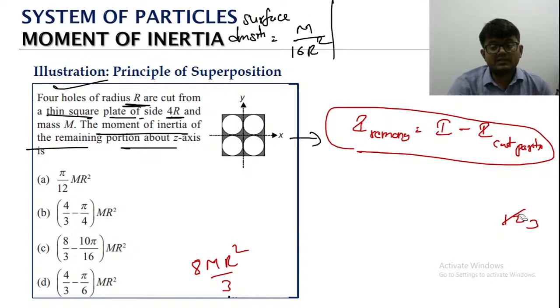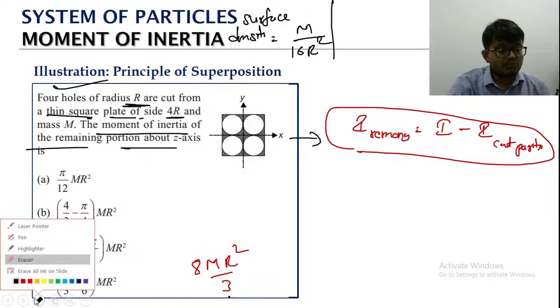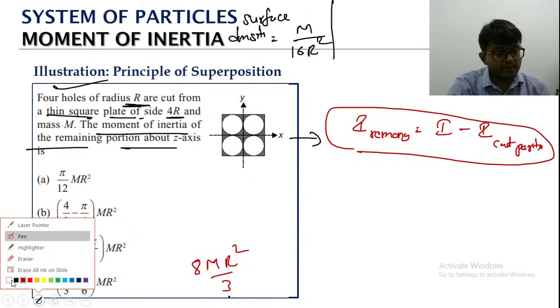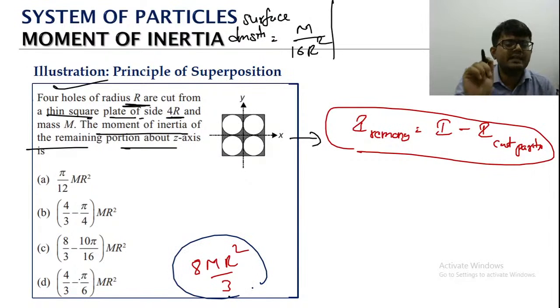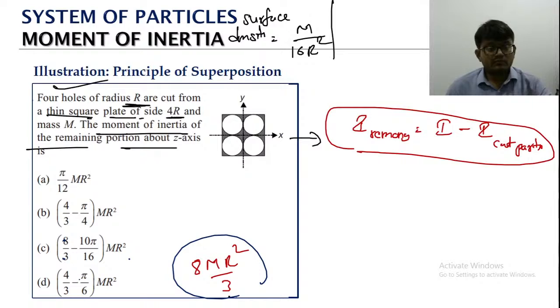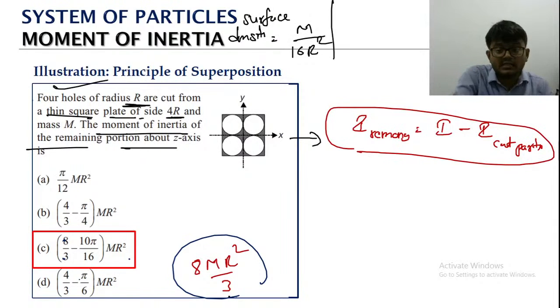That is one of the reasons why I keep telling, in some questions, as we go through the solution itself, we might be able to point out the answer. So what could be the answer for this? Look at these options. In which of the options is this 8 Mr square by 3 coming? Only in option C. Look at this, 8 by 3 Mr square. From that we are subtracting some part. So here itself we can conclude, because in none of the others is 8 Mr square by 3 coming, right?